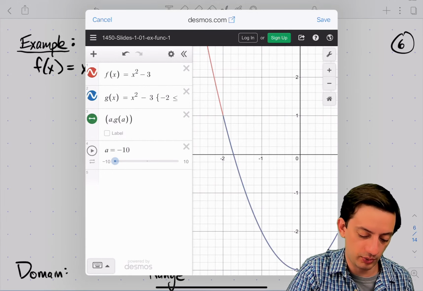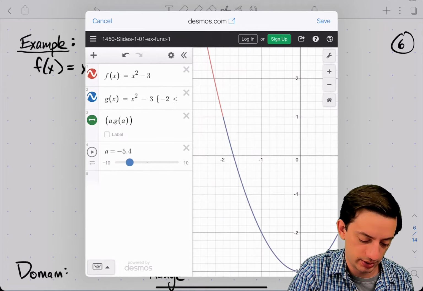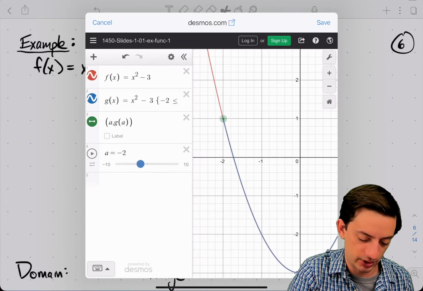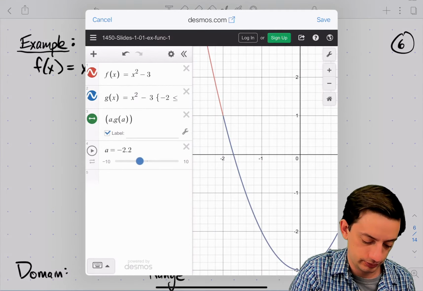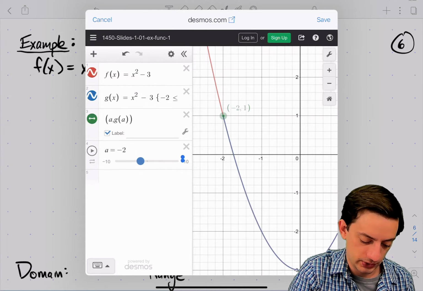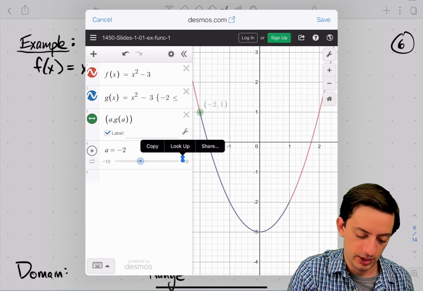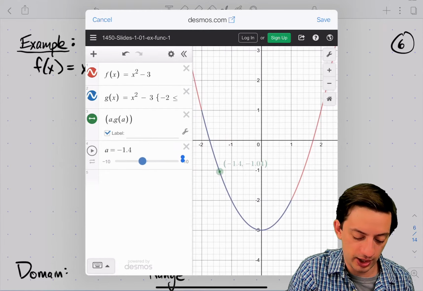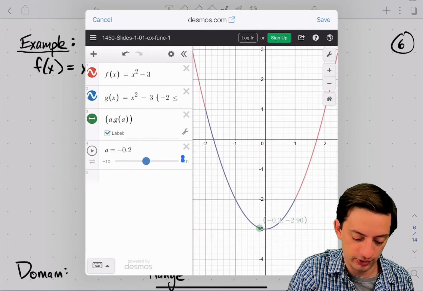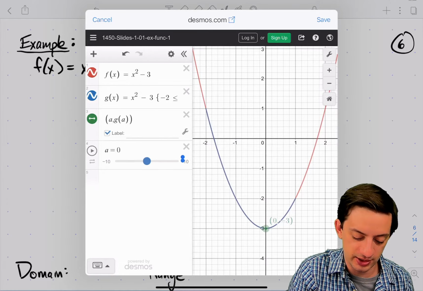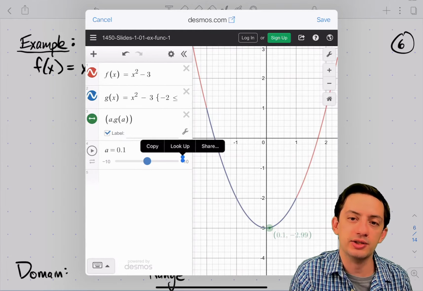And in fact, if we want, we can even label that point. We just have to bring our little slider over here. And there we see -2, 1. Now, as we slide from left to right, we have points that go negative. We've got this lowest point here. That's at 0, -3.